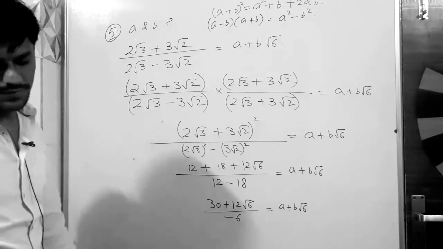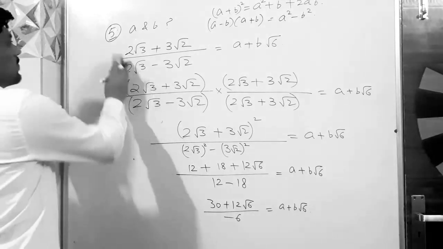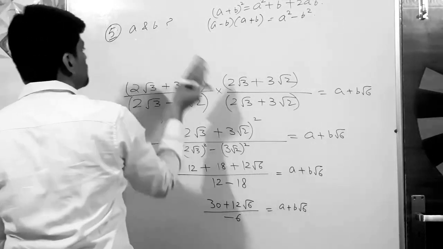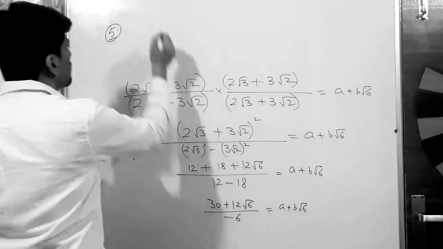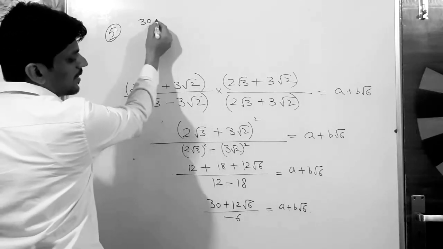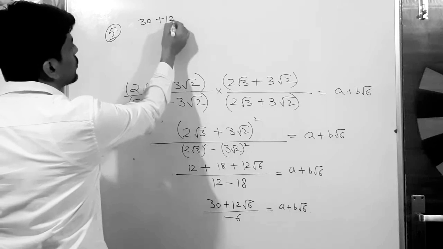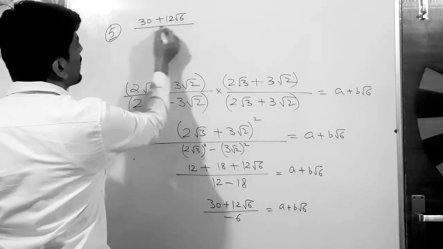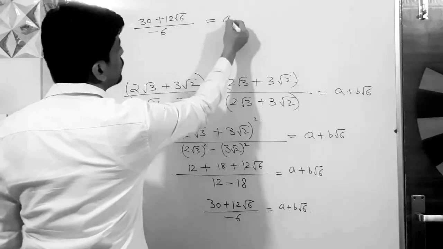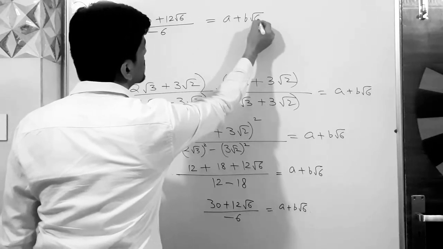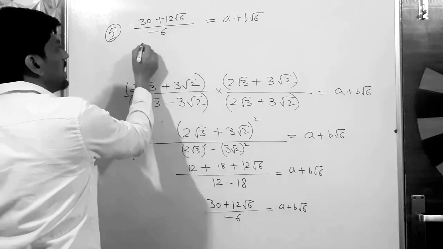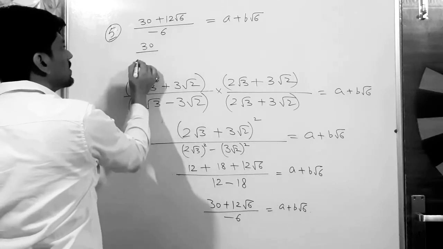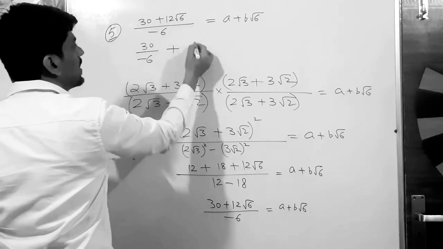Till now you can note down. I am just erasing this portion. From this we have (30 plus 12 root 6) divided by minus 6 equal to A plus B root 6. We can separate out the LCM. This minus 6 can be separated with 30 as well as 12.